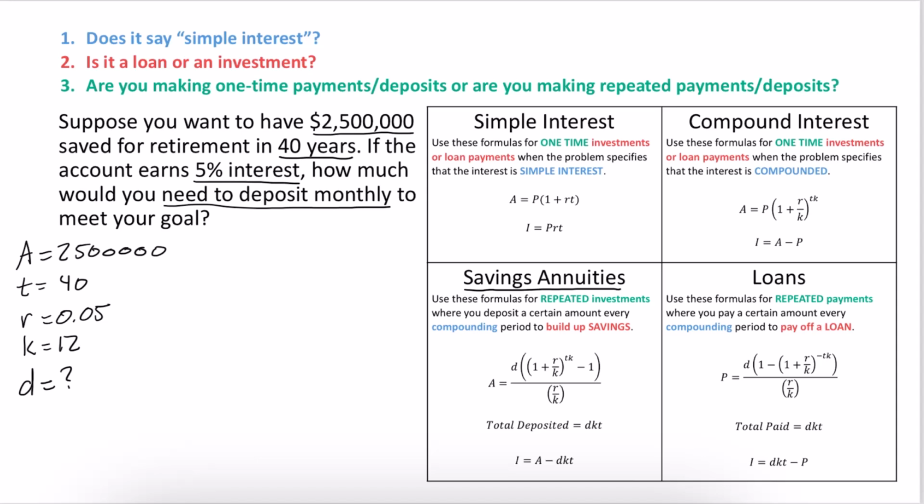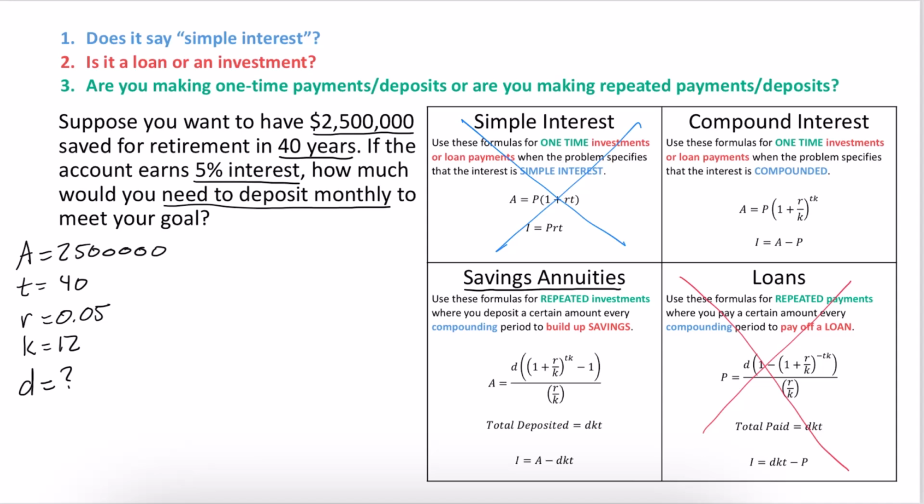So you can say, does the word problem say simple interest? Well, no, it didn't say simple interest anywhere, so we can eliminate that section. Then we say, is this a loan situation or is this an investment? Well, we're saving for retirement, so that means it's not a loan. It's going to be a savings situation, so we're going to eliminate loans.